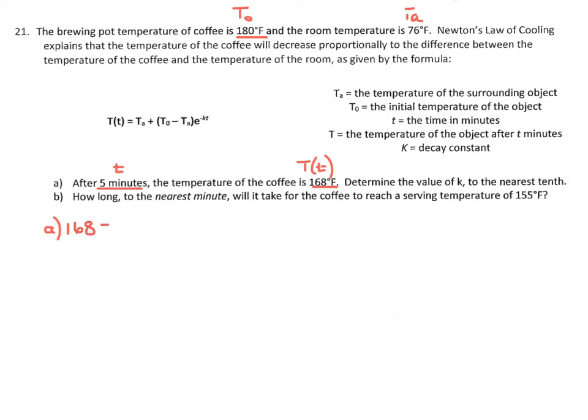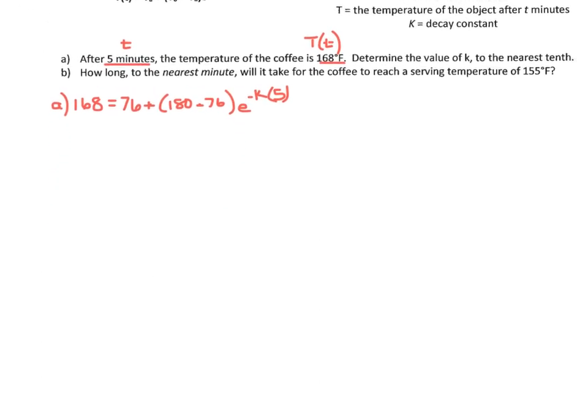And then equals, we said that the T sub A is equal to 76. And then plus T sub 0, the initial temperature, we said is 180 degrees. Minus, again, T sub A, which is 76. Times e to the negative k. That's what we're looking for, the k. And in place of the lowercase t, the time that has passed, we can plug in 5 for minutes. All right, so this is what we're going to solve. All right, I'm going to slide this up so it gives me a little more room.